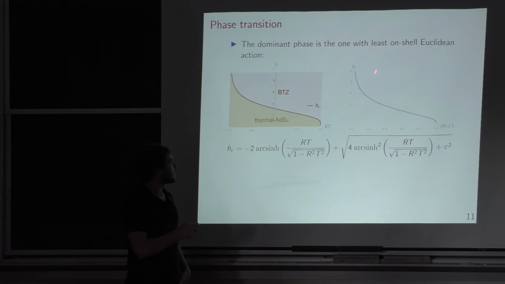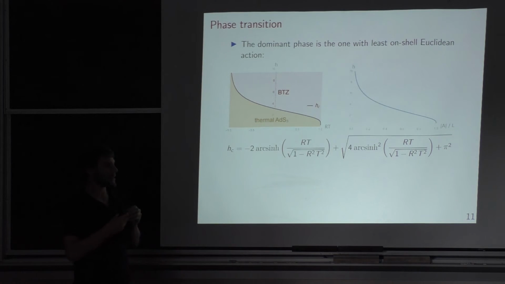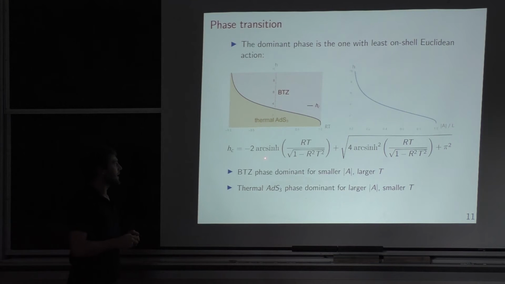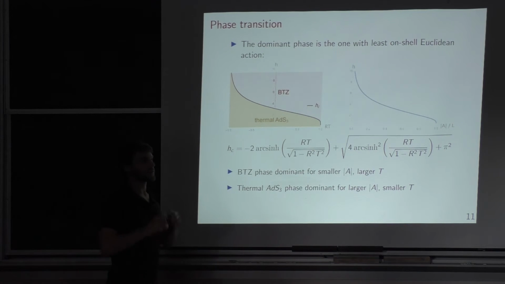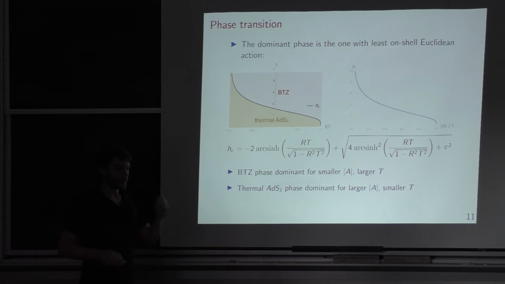So this is a plot of just the parameter H as a function of the size of the measured region. If you measure a small region, H is large. If you measure a large region, H is small. So this means that if you fix a tension, so you project on some given boundary state and you fix the tension of the brane, then if you measure a large region, you are in the thermal AdS3 phase, but if you measure a small region, you are in the BTZ phase.